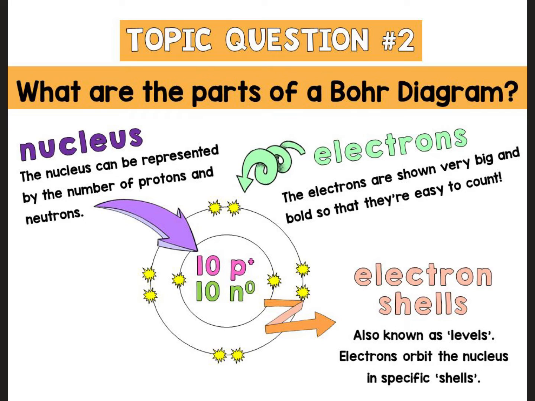This is a Bohr diagram. Notice how you have the nucleus in the center, which is made up of protons and neutrons. Then you have electrons, which are these little pieces here floating around. They're very big in the picture, even though they're tiny compared to the nucleus in real life. They're made big and bold so that they're easy to count. These circles are called electron shells or levels. The electrons orbit the nucleus in a specific energy level or shell.